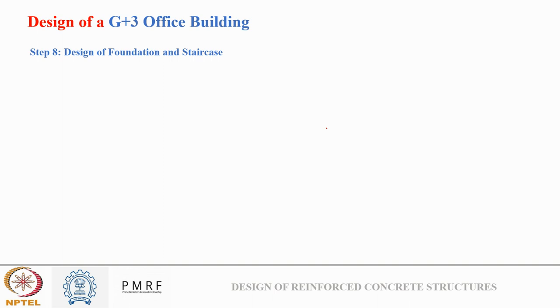Finally, when all the superstructure design has been done, including staircase, so initially we fix the width of the staircase also, so the design of staircase can also be carried out. Since we know the height of two floors, the distance between two floors, the staircase also can be designed. Once you have designed all the superstructure part, we can go for the design of foundation.